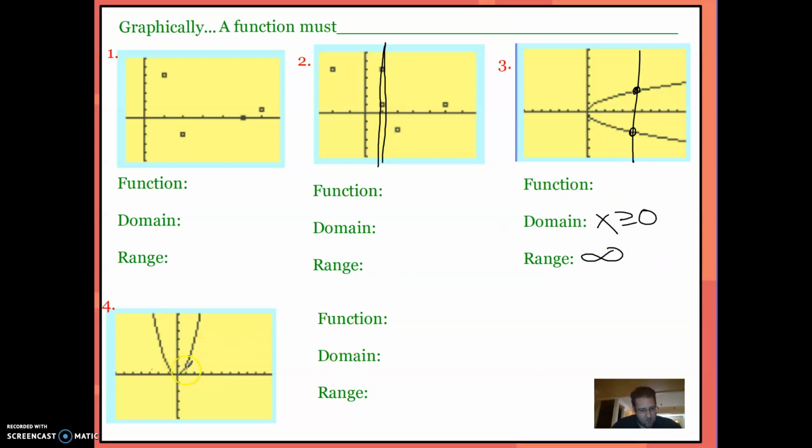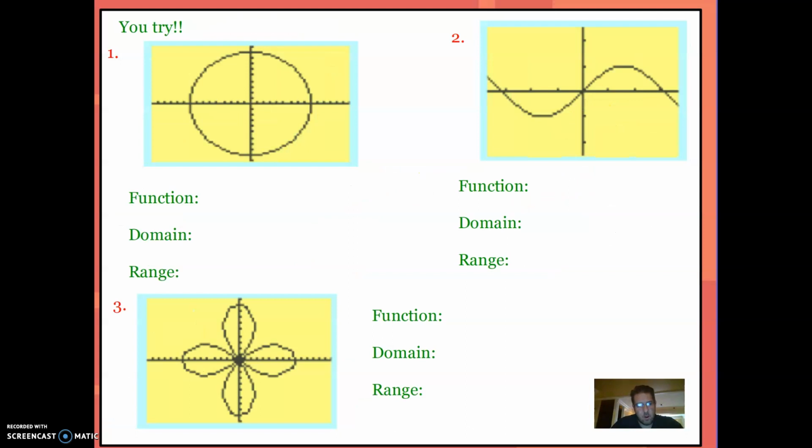This domain would be all real numbers, and it'd be easier if I just write all real numbers right here. And the range in this case is everything that's greater than or equal to 0. This one is a function. This is actually the parent function of a quadratic. So this one is not a function.